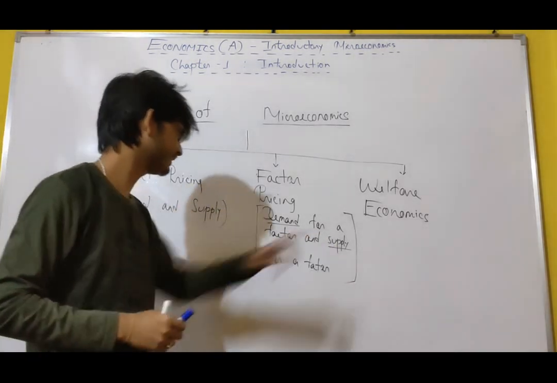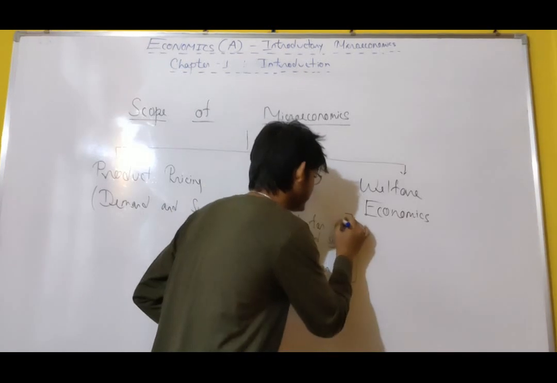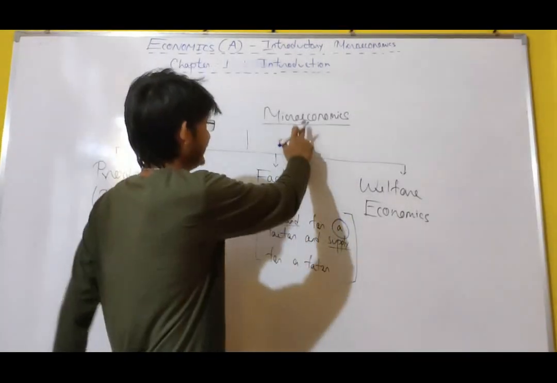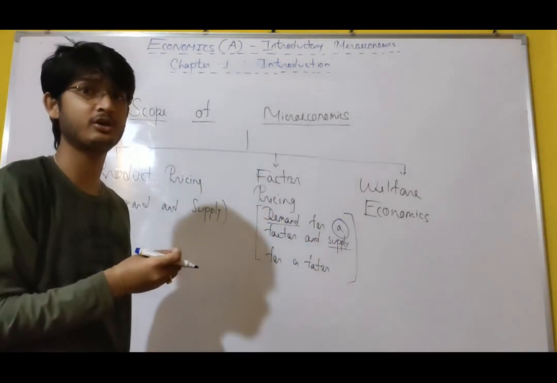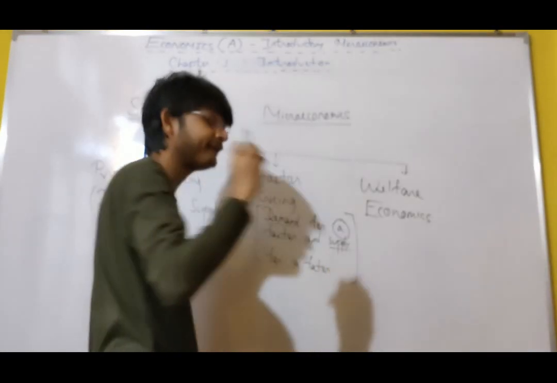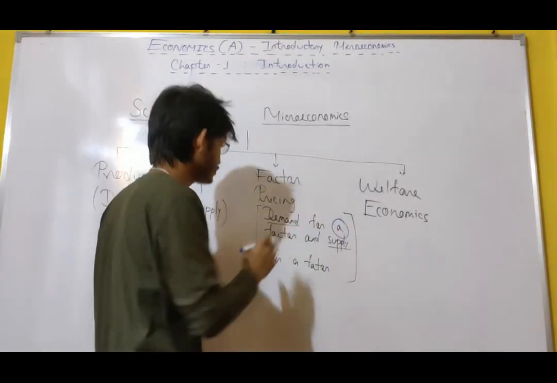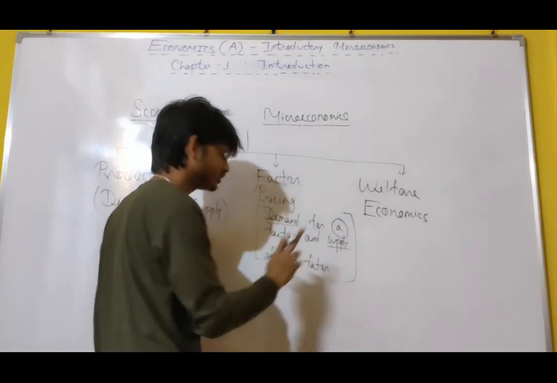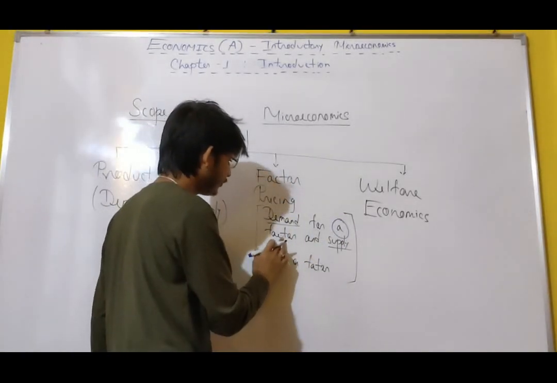That could be any factor. See, here I am writing a factor. I am not writing multiple factors. Only a. A means single. And in microeconomics, I am telling you again and again, my dear students, to get your concepts done, that in microeconomics we deal with every small unit, individual units, single units. So in demand also, we'll take consideration of only one single demand. One single demand for what? One single demand for a factor.